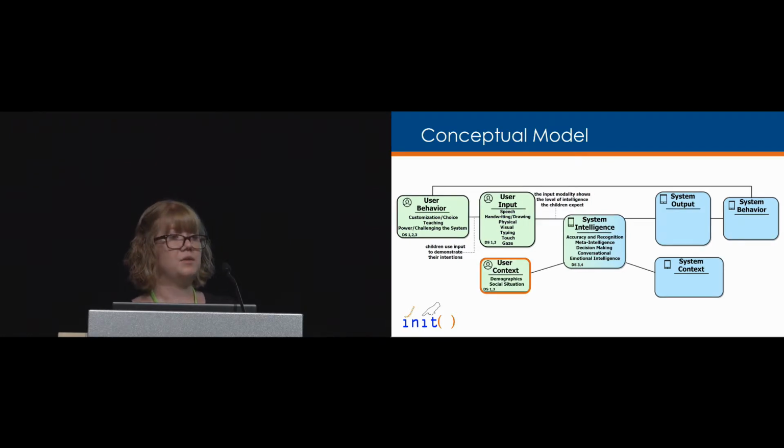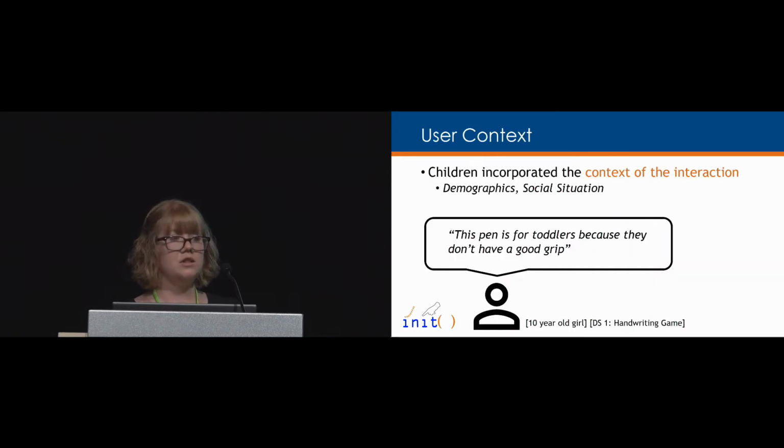So the next main theme we saw was user context. The children really incorporated the context of the interaction in their designs. For example, the children considered the age and gender of the user while designing. A 10-year-old girl from design session 1 with the handwriting game said, this pen is for toddlers because they don't have a good grip. They were really considering the ability of the user when designing these hardware materials.